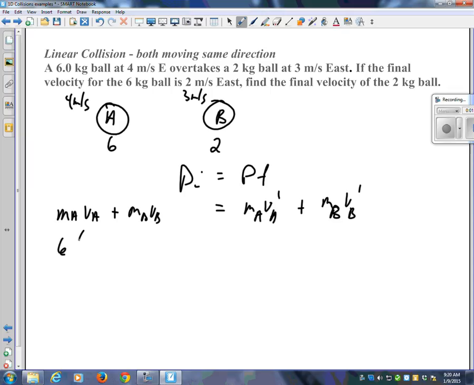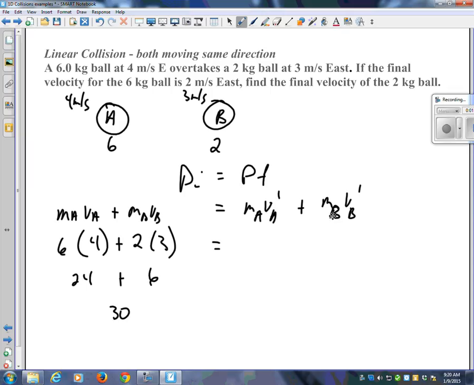So this would be 6, this would be 4. It looks like they're going east. Mass of the second ball is 2, the velocity of the second ball is 3. And again, if some of you want to complete the left-hand side before you finish the right-hand side, that's fine too. If you want to just get the arithmetic out of the way, you can do that.